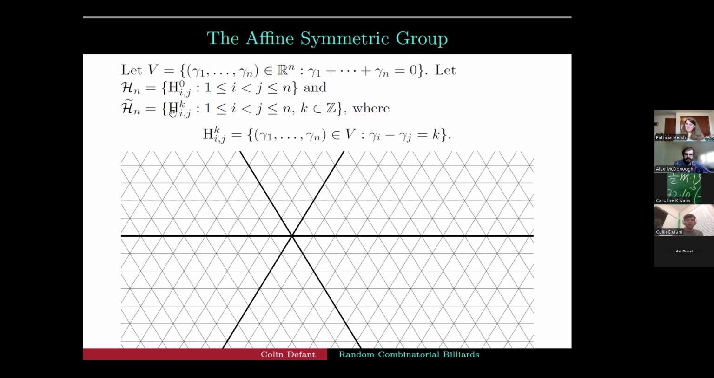And then if I take all of these hyperplanes that I've defined for all values of k, then that forms the affine braid arrangement, which I'll denote by H_n tilde. And so in this picture, that's just all of these infinitely many lines in this grid that I'm representing here.